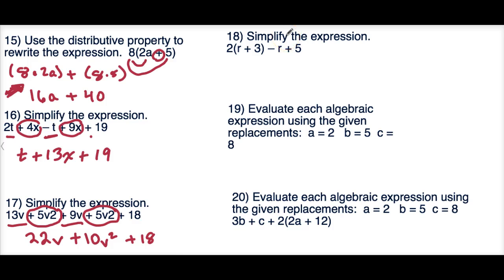Number 18, simplify the expression. So following my order of operations, I'm working with my parentheses. I can't do anything right now. I don't have any exponents, so I move on to the multiplication. I have to distribute my 2 to this problem, so it's 2 times r and 2 times 6. So when I do that, 2 times r is 2r, 2 times 6 is 6, and then I bring down the rest of my problem. So now I can combine like terms because I'm only adding and subtracting. So now I'm back to 2r minus r, which will be 1r. And then I have my constants of 6 and 5, both positive. So it'll be r plus 11.